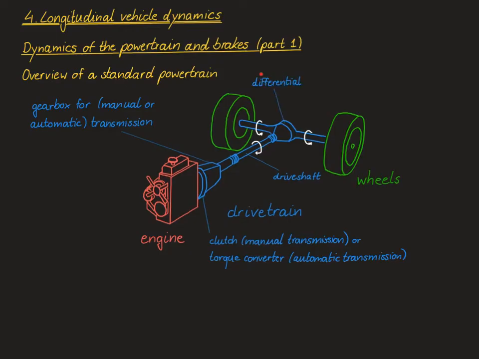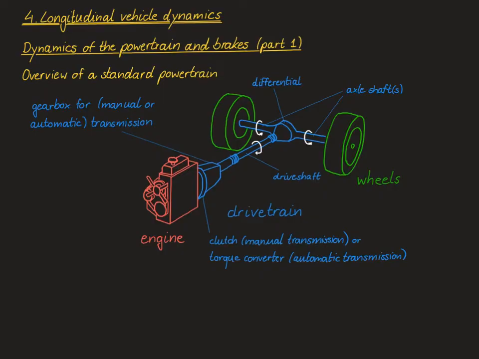Fourth, the differential, which actually has two purposes. One is to redirect the power flow by 90 degrees, and the other one is that it allows for one of the wheels to turn faster than the other one. And fifth, the axle shafts, which are connected to and transmit the power to the wheels.